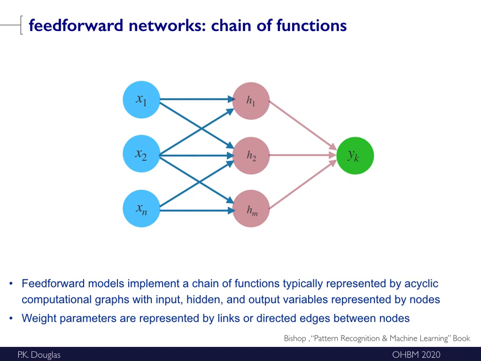Feed-forward models, sometimes referred to as multi-layer perceptrons, are the foundation of many neural network models. They implement a chain of functions mapping input to output through the hidden layers. The length of the chain determines the depth of the model, and the dimensionality of the hidden layers determines its width. Feed-forward networks are classically represented by acyclic graphs, where input, hidden, and output variables are nodes, and the weight parameters are directed edges in the graph. The activation functions are typically not shown explicitly on the computational graph. At each layer, the data undergoes an affine transformation followed by a nonlinearity, thus producing a new representation of the data.